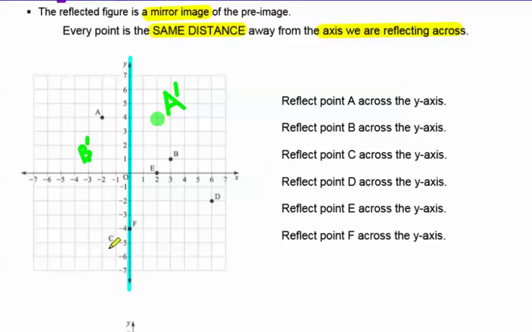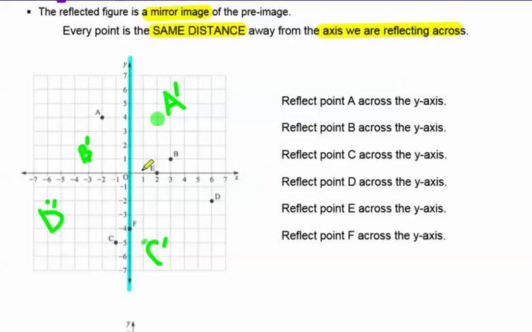Next, let's do C. C is 1 away from the y-axis. So on the other side of the y-axis, it's going to be 1 away. And we're going to call that C prime. Next, let's look at D. D is 6 away from the y-axis. So on the other side of the line of reflection, or the y-axis, it's going to be 6 away. And we call that D prime.